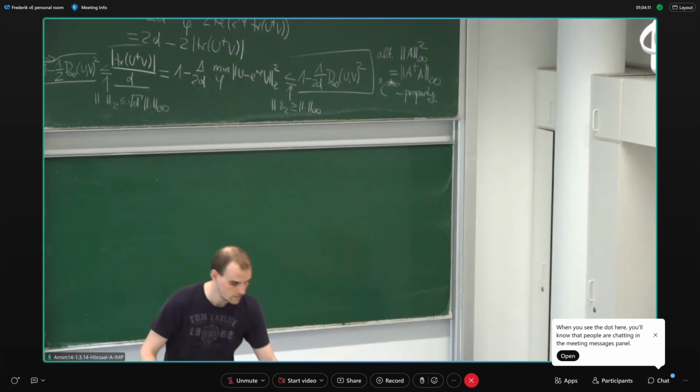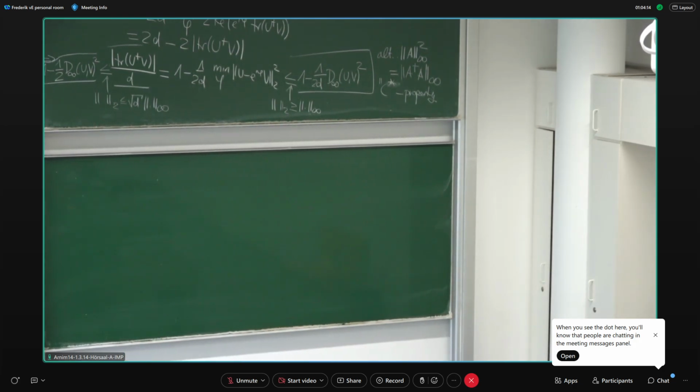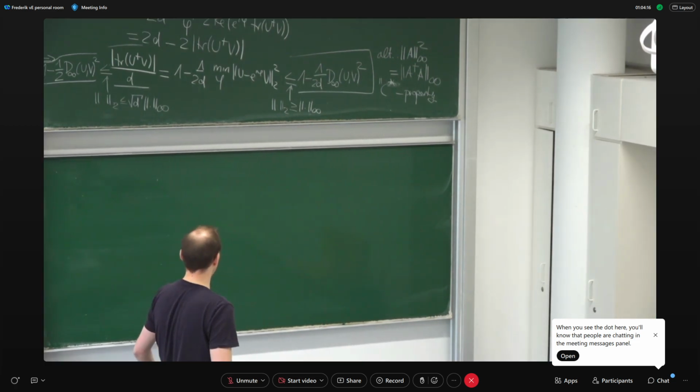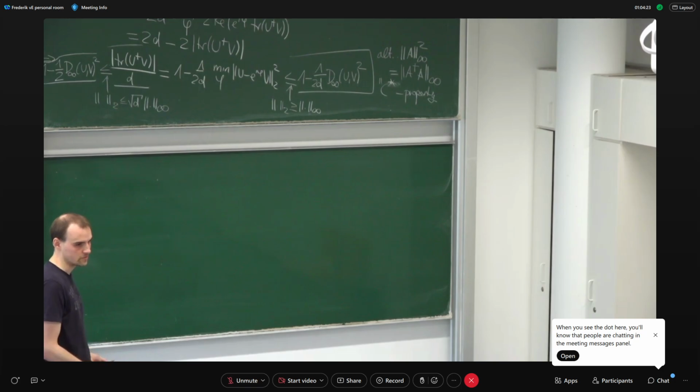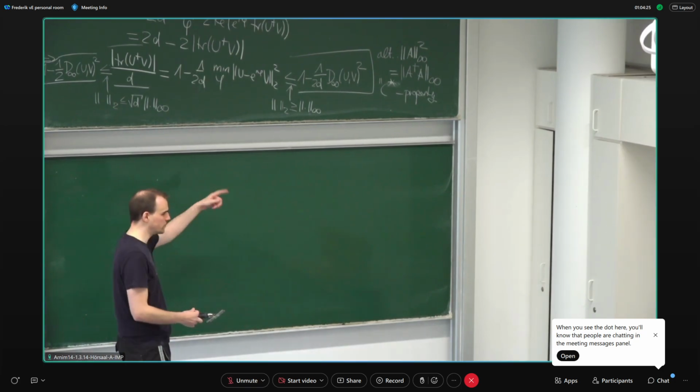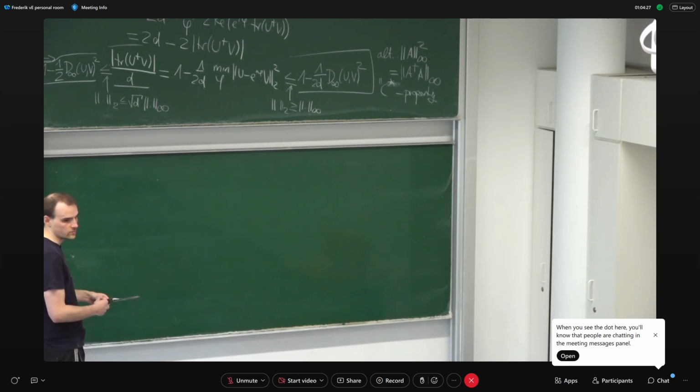Which d do you use? Sorry? Which d do you use in the relation between p and q norms? Yeah, I guess you would use the smaller one. Yeah, the smaller one.